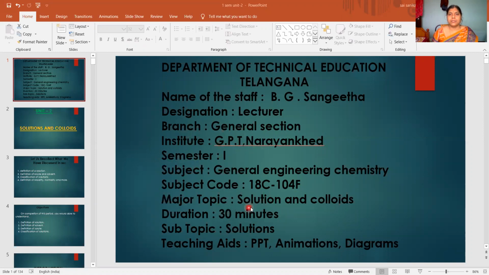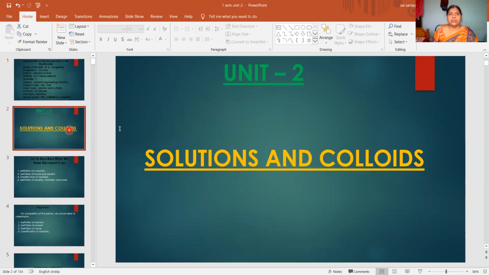Our topic is solutions and colloids. In the last class we finished the first unit, that is fundamentals of chemistry. Now today we are starting unit 2, solutions and colloids. Here our major topic is solutions and colloids, and in that the subtopic is solutions.